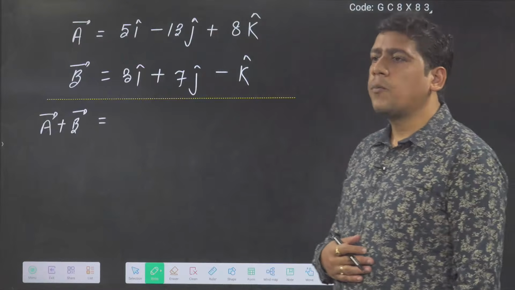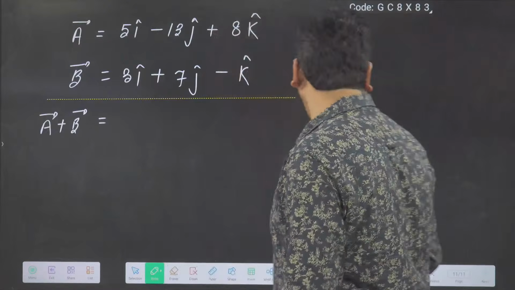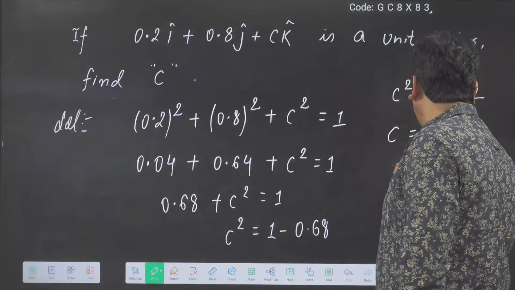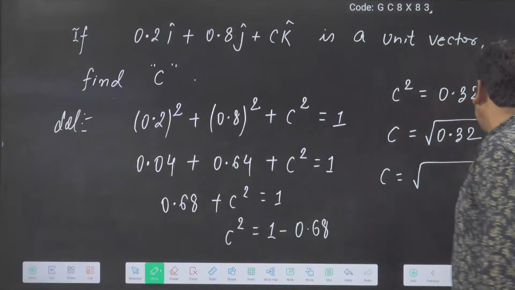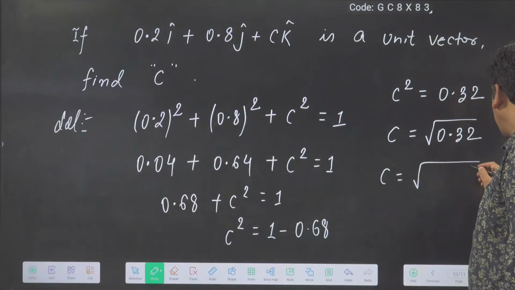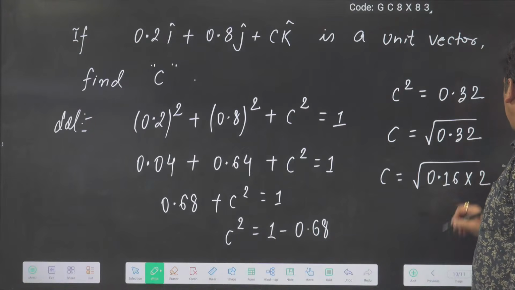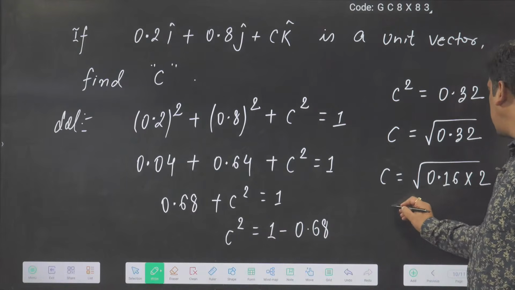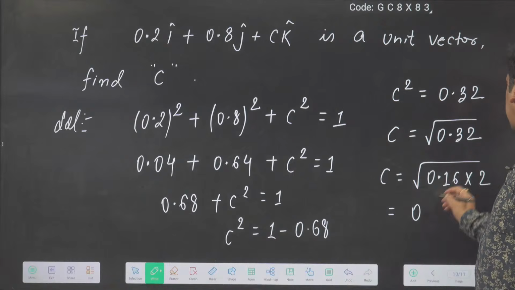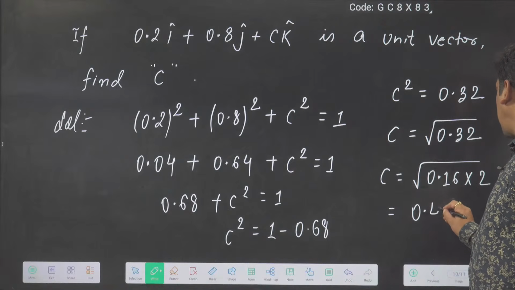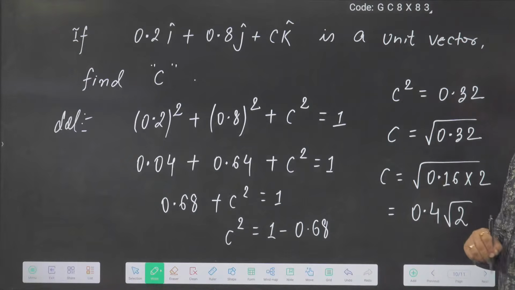Yes, you can write 0.4 root 2, no problem. Okay, let's check. We can write this one as 0.16 into 2. 0.16 under root will be 0.4, so 0.4 root 2. Yes, you can write 0.4 root 2, no problem.